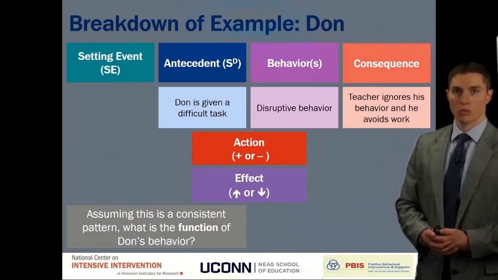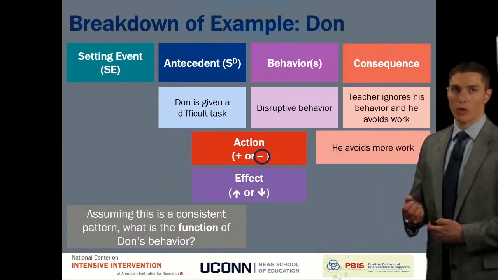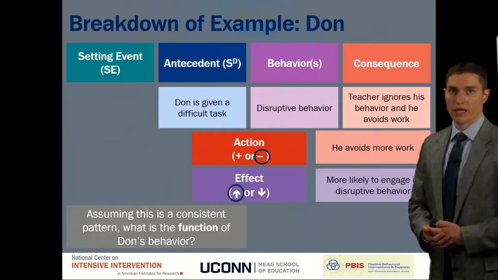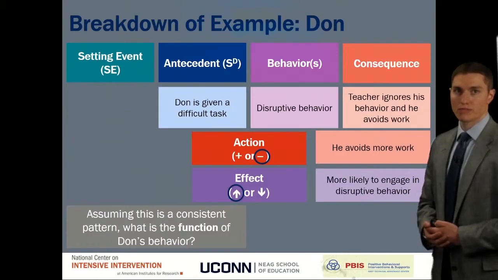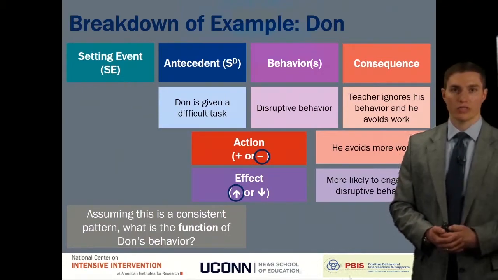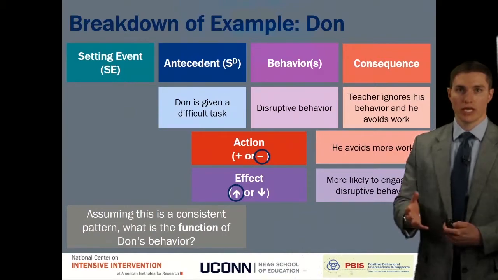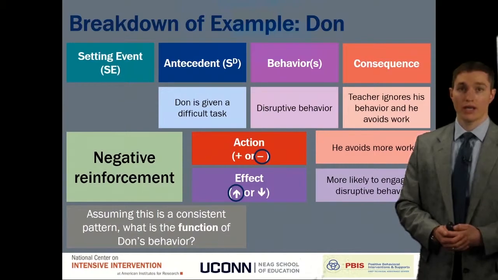So the question becomes, what was our action? The action was Don is avoiding more work, so we're taking away an aversive. The effect on Don's behavior is that he is more likely to engage in the disruptive behavior in the future. So the effect goes up. Now, what type of consequence condition is that? For taking something away and the effect is the behavior goes up in the future, we would call that negative reinforcement.